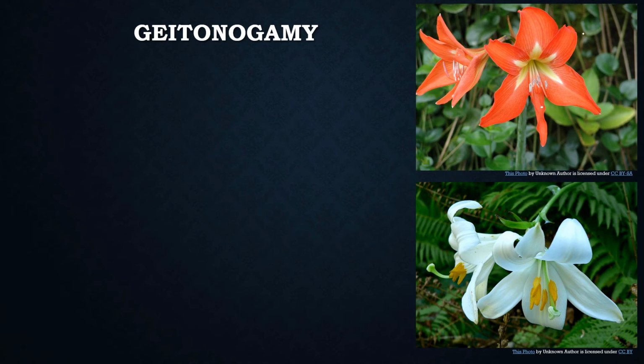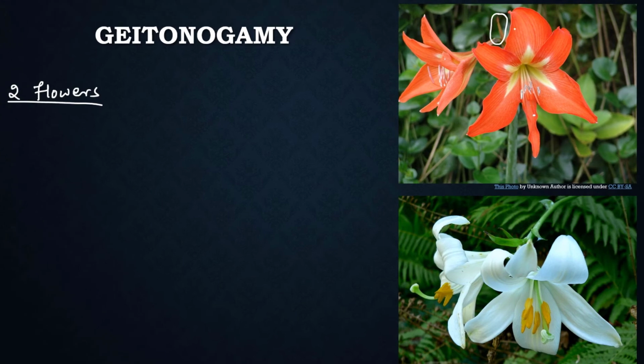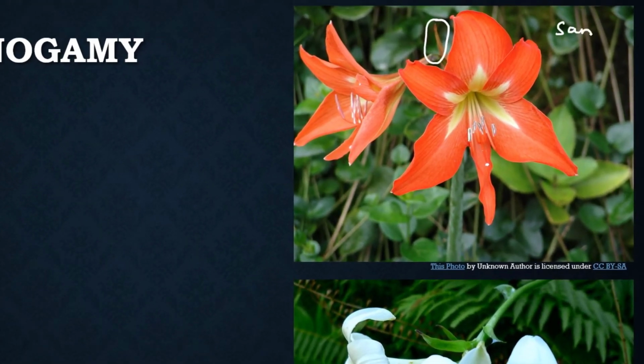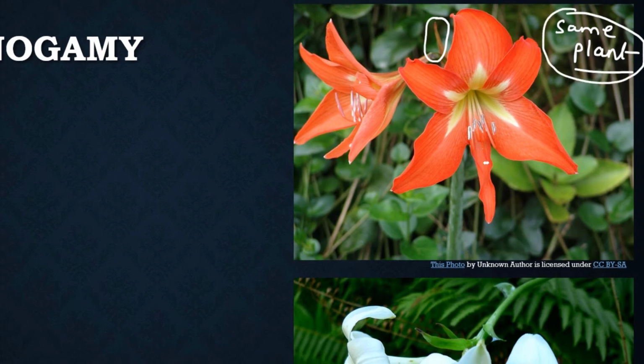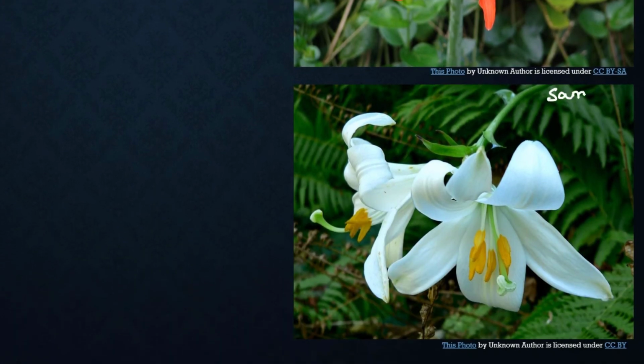Now the second thing is going to be Geitonogamy, and the first thing that you have to keep in mind is that there is going to be involvement of two flowers, right? As you can see in both of these cases, if you focus here, these two flowers are actually from the same plant. So here we are keeping a condition: there are two flowers involved, and these two flowers are from the same plant. In this case also, these two flowers are from the same plant.